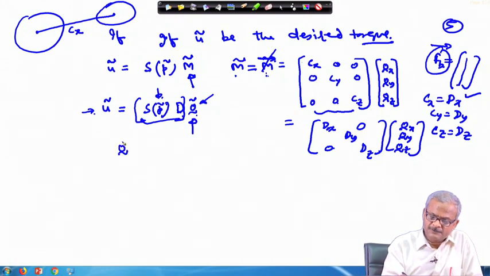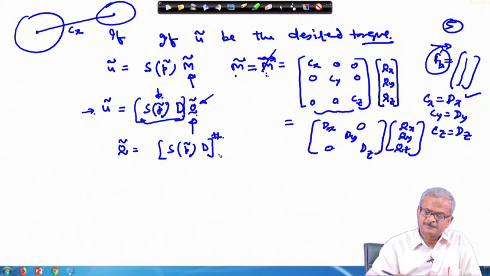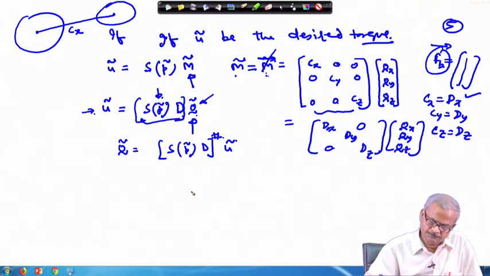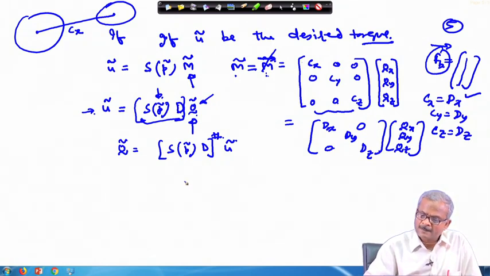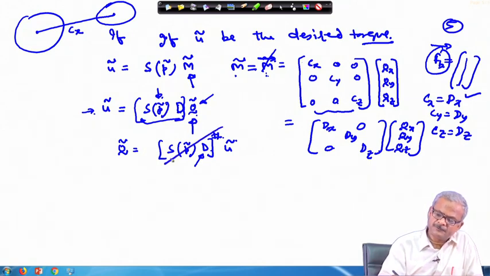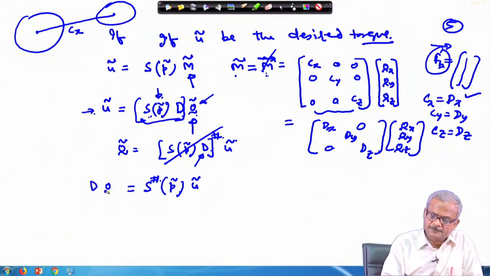So, this gives you q tilde equal to S p tilde times d pseudo inverse times u tilde. Out of this, d is invertible. So, we could have also written it another way. Let us first remove this part. So, this becomes S pseudo inverse p tilde times u tilde, which will become equal to d q tilde.